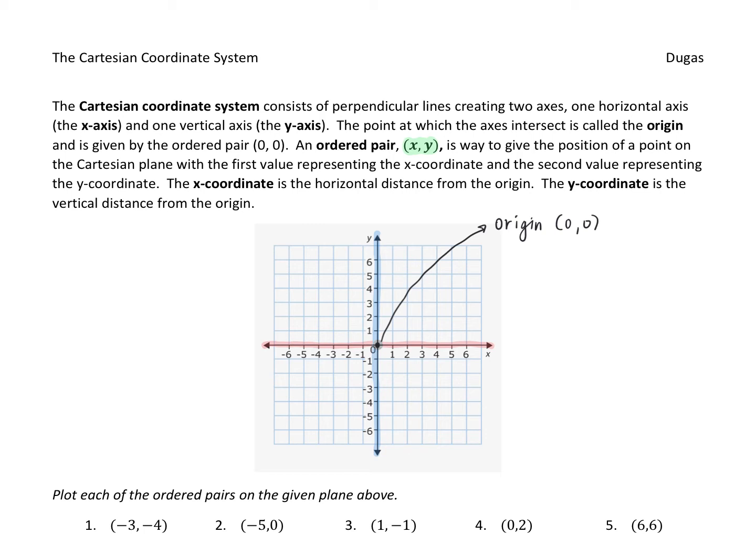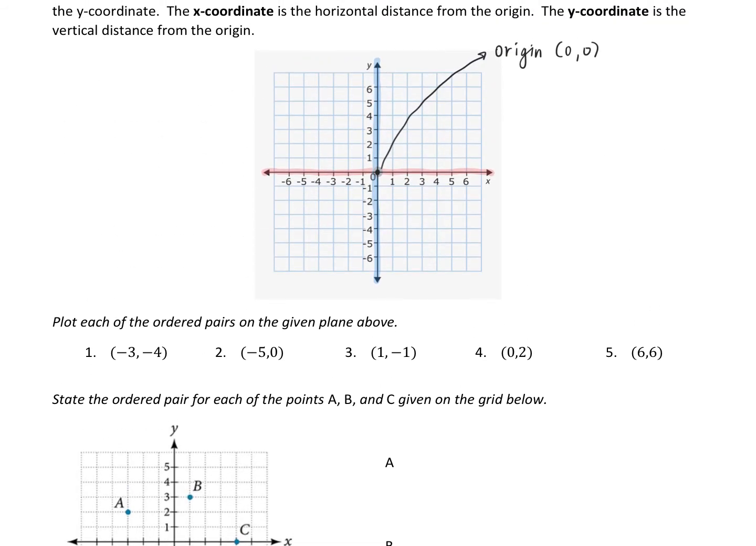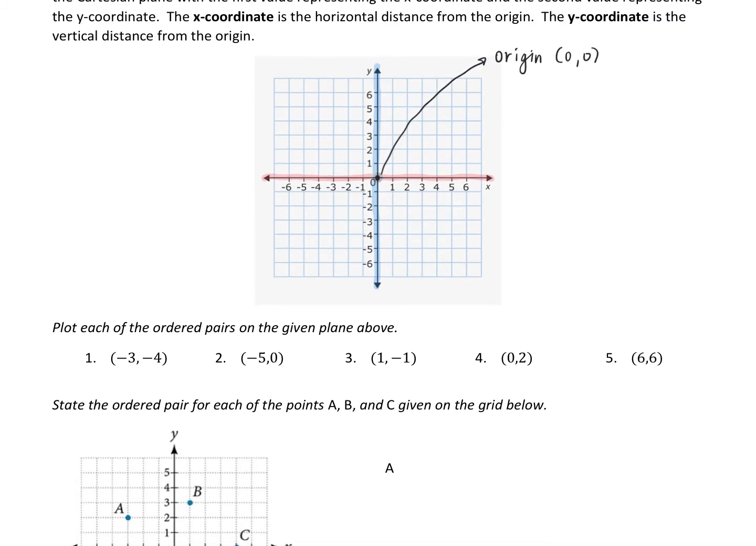Let's look and see how to plot some points here. Plot each of the ordered pairs on the given plane above. So let me go back so I can include that on the window here. Erase my markings. Okay, so we're going to plot these ordered pairs. Number 1, I'm going to plot in black, -3, -4. Remember that the -3 is the x value, and the -4 is the y value.